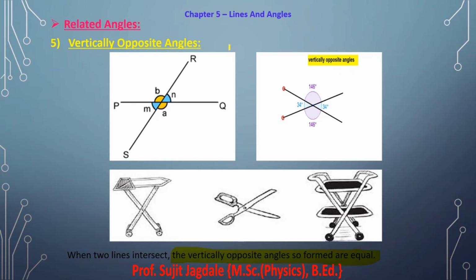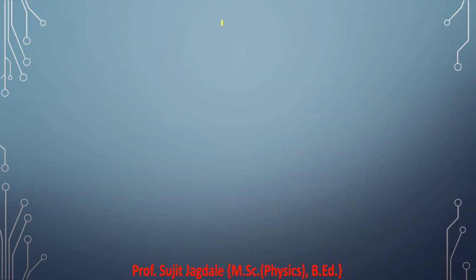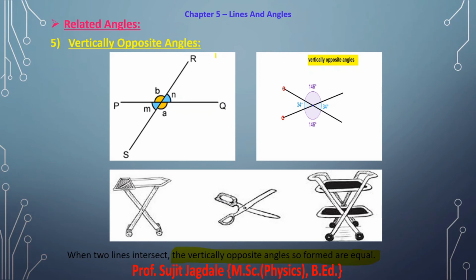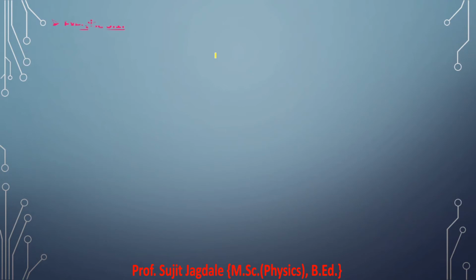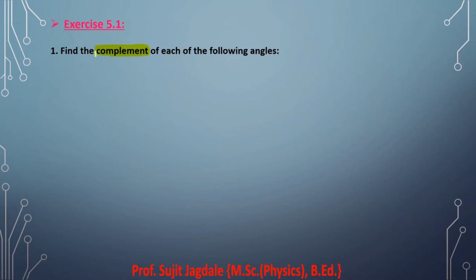Now this is the concept of vertically opposite angles. So here we have considered 5 concepts related to angles. Now we are going to start exercise 5.1, which is based on these 5 properties. The first question is: find the complement of each of the following angles. So here we are going to use the concept of complementary angles. Now we will consider the first angle, which is 20 degrees.